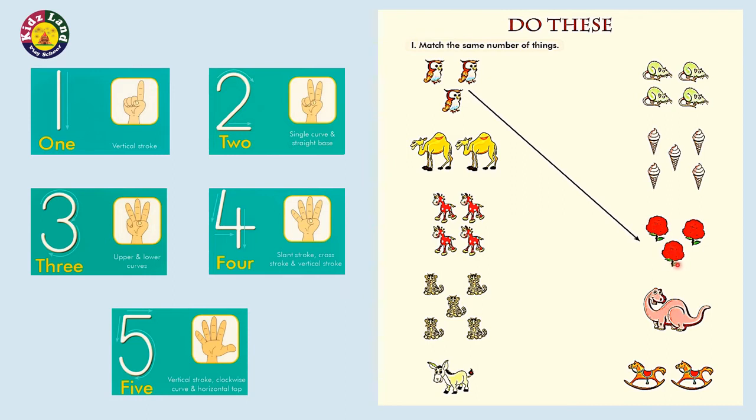Here they have given an example. It's showing the roses. Roses are 3 in count here. So the owls are matched with the roses. Like that we have to do the next part.